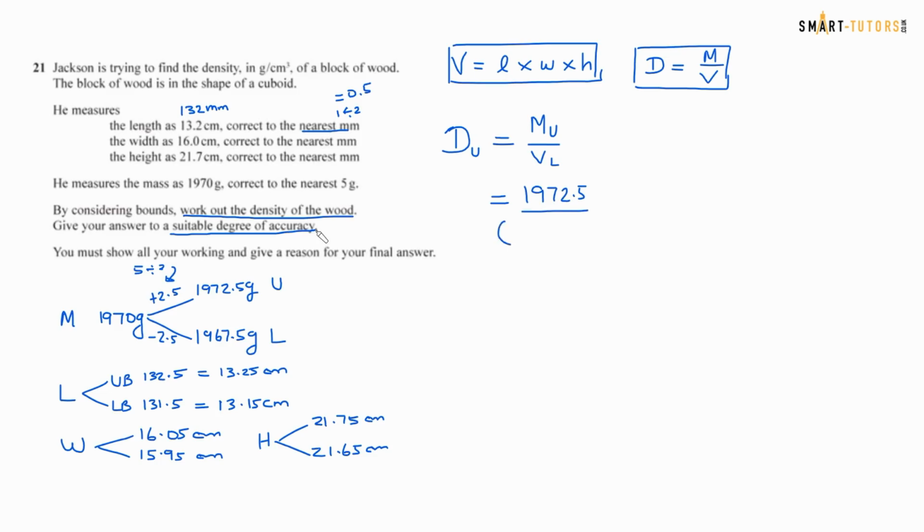Now I am going to substitute here. Mass upper bound, so 1972.5 over volume lower bound. Volume lower bound means you need to multiply everything together, but you need to pick the lower values. So the lower volume is 13.15 times 15.95 times 21.65.